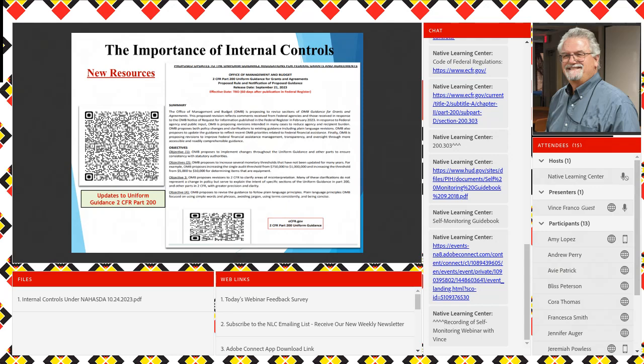Now, here's another one that I want you to take a real close look at. Here's the QR code for it. This is a QR code link to the updates of the Uniform Guidance.